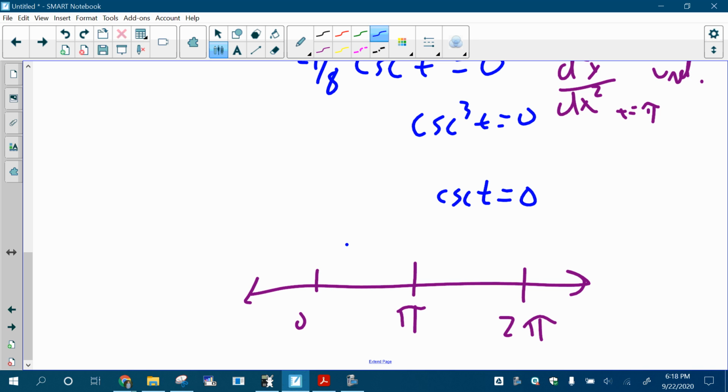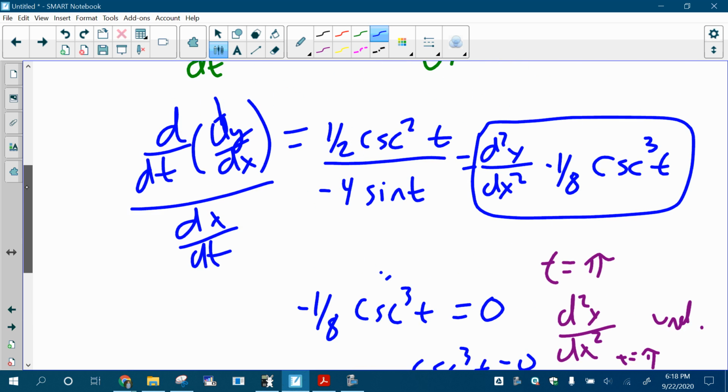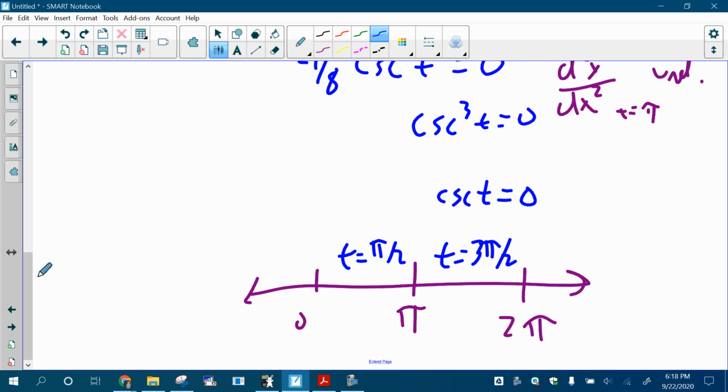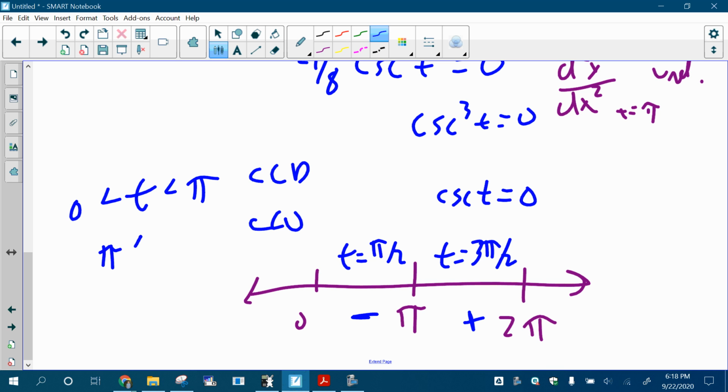So I'm going to make a little chart like this. I'm going to pick a t value in here, and a t value in here. I'm going to pick 3 pi halves in here, and pi halves in here, just to make it easy. I'm going to toss them into the second derivative. I'm going to get negative here and positive here, which means it's concave down when t is between 0 and pi, and it's concave up when t is between pi and 2 pi.